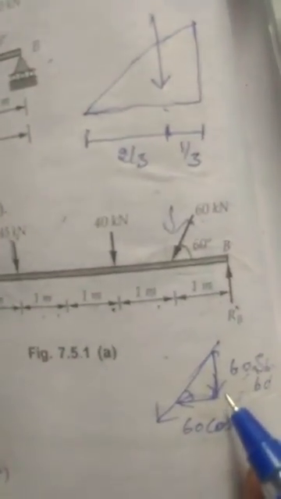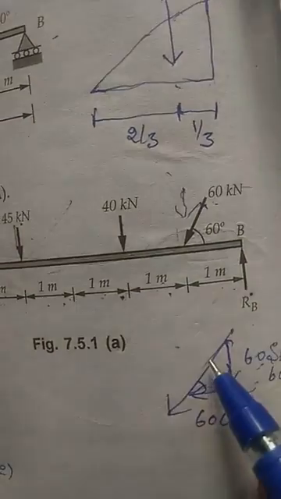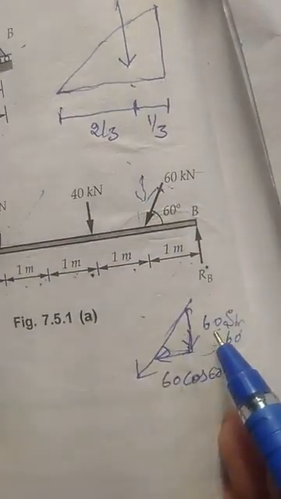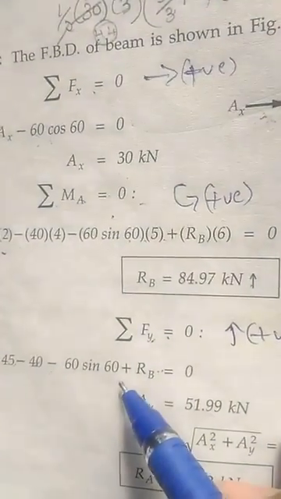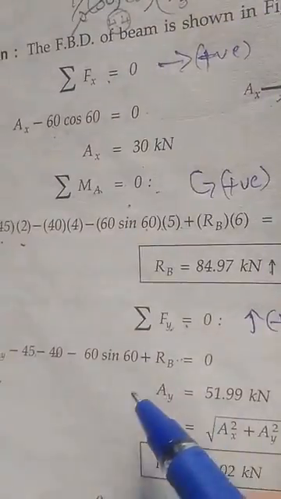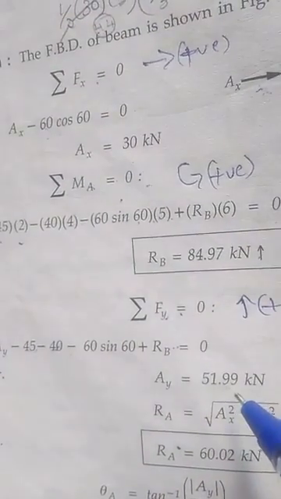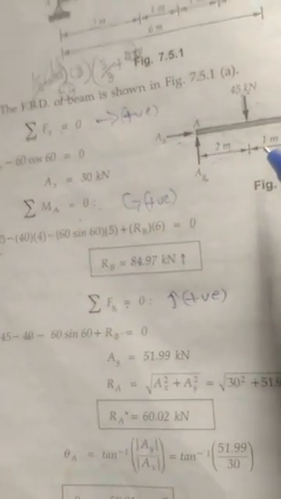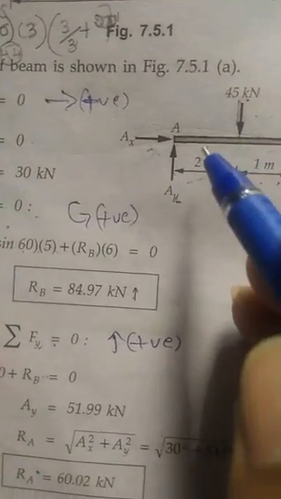Another force is 60 sine 60, it is in downward direction. Whatever the inclined force is, I have written here. 60 sine 60 is in downward direction, so I am using it as downward. So summation of Fy is equal to 0. If you resolve this, finally you will get AY as 51.9 kilonewton.